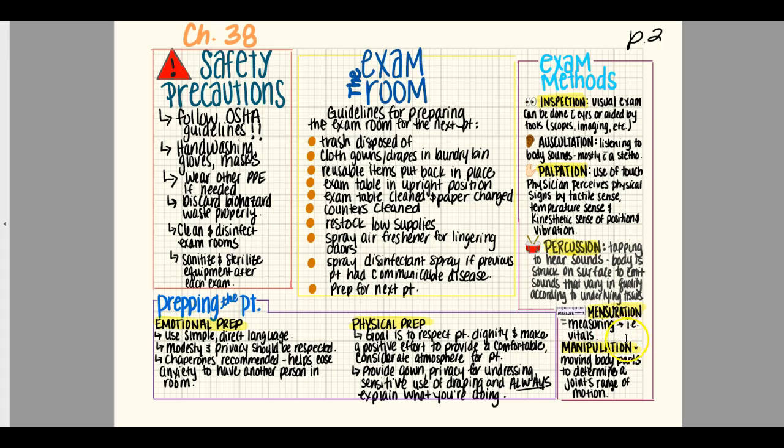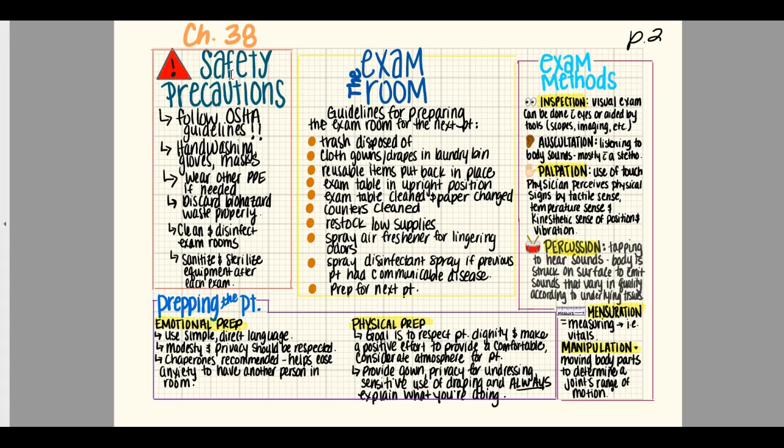So the exam room, before I get to that, I'm going to do the safety precautions. So for safety precautions when preparing for the general exam, you want to make sure that you are always following OSHA guidelines. You should do that anyway for every single thing that you're doing in the office. You want to make sure you're washing your hands, put your gloves on, your masks if necessary. Wear other PPE if it's needed, if you need to put a gown on or whatever you need to do.